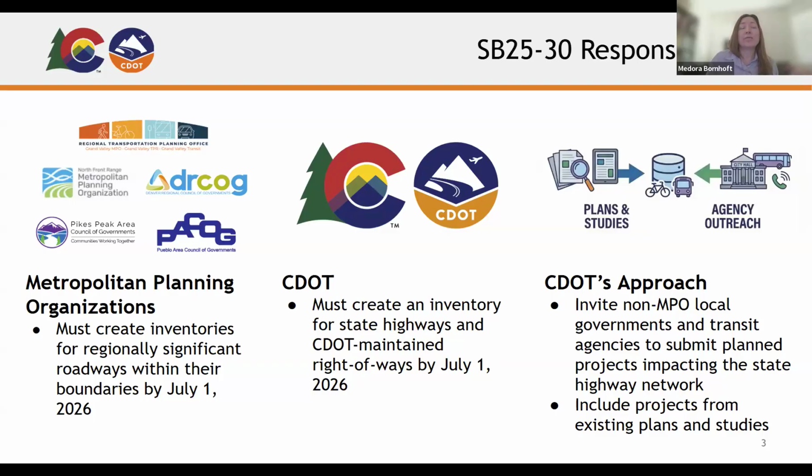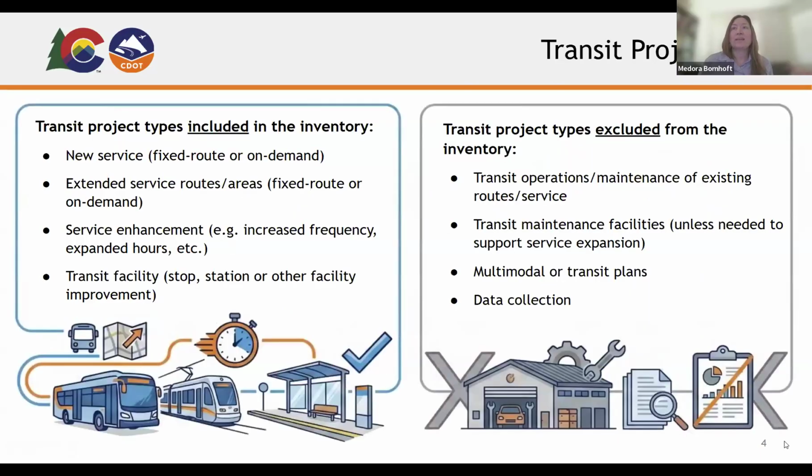Now for CDOT, our inventory for the state is focused on state highways and CDOT maintained rights of way across the state. And the inventory deadline for CDOT is also July 1st, 2026. The approach that we're taking for compiling this inventory is to invite local governments and transit agencies that are located outside of those MPO areas to submit their planned projects that impact the state highway network to CDOT, including projects from existing plans and studies. Next slide.